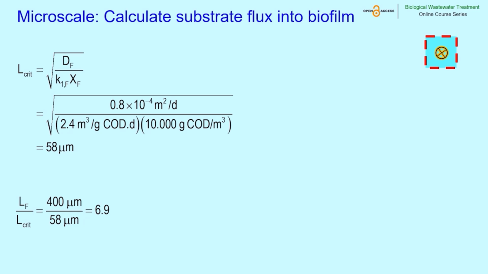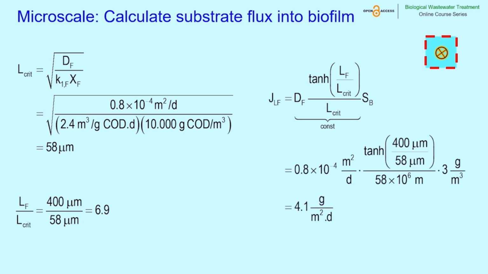But for this design example, we are not so interested in these substrate concentration profiles inside the biofilm. Instead, we want to calculate the substrate flux going into the biofilm. This is here the flux equation that includes LF over L crit. Using the information we have, we now calculate a substrate flux into the biofilm of 4.1 grams COD per square meter and day.